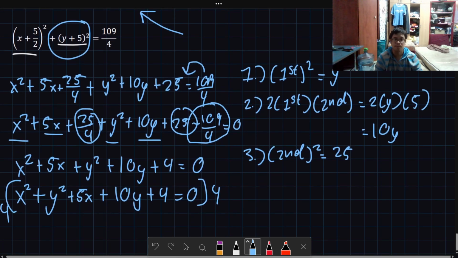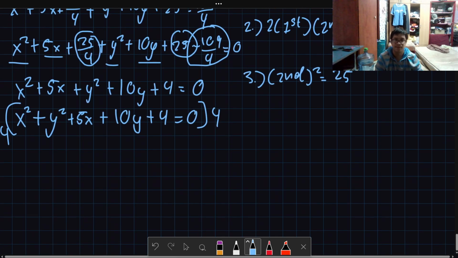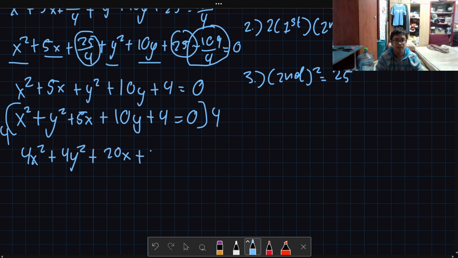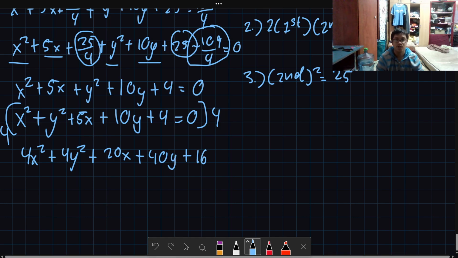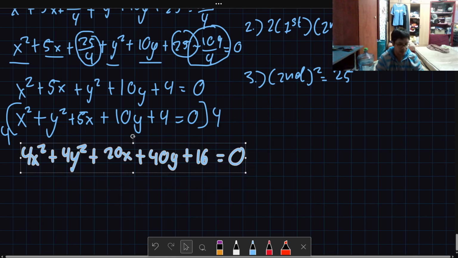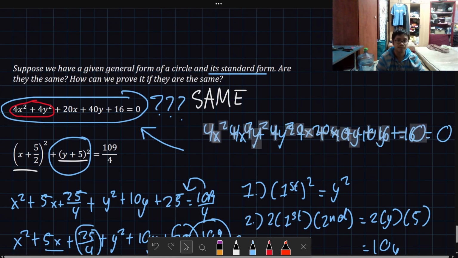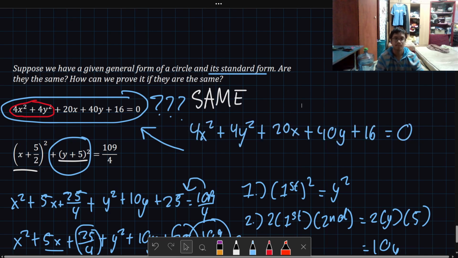So, let's do it. We multiply both sides by 4. 4 times x squared, 4x squared. Plus 4 times y squared, 4y squared. 4 times 5x, 20x. 4 times 10y, 40y. 4 times 4, 16. And on the right side, 0 times 4 is 0. Now, let's copy this answer and put it here. They are in fact exactly the same. See? They are the same.